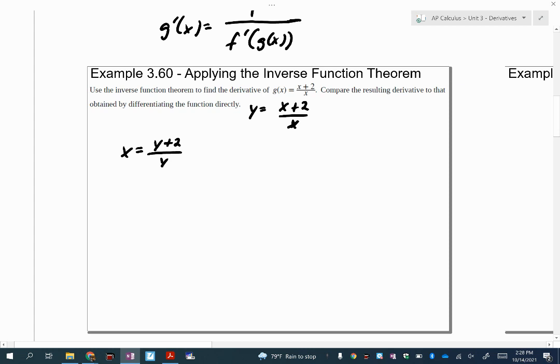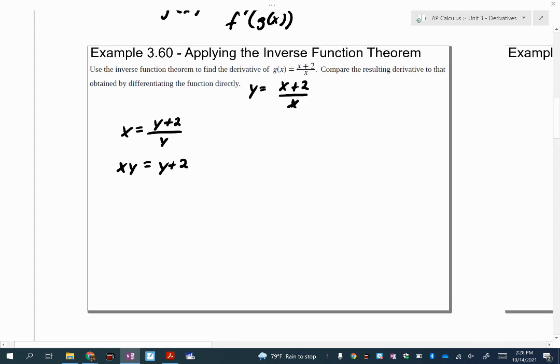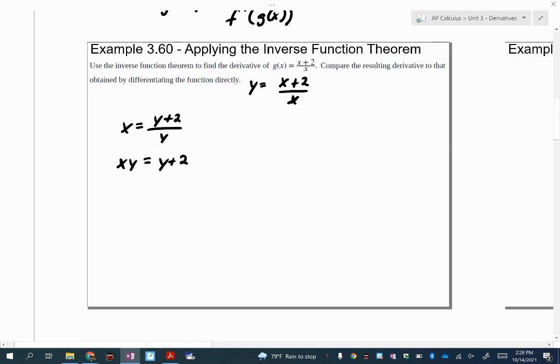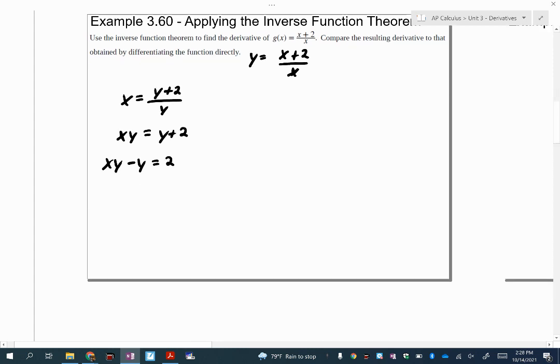I know there are 2 of them. You're going to see what I'm going to do first. Move over the y to get x times y. Move the y that's with the 2 to the other side. You get xy minus y equals 2. Factor out your y's, x minus 1. And then divide both sides by x minus 1, and you get the inverse. So this right here is the f of x function.